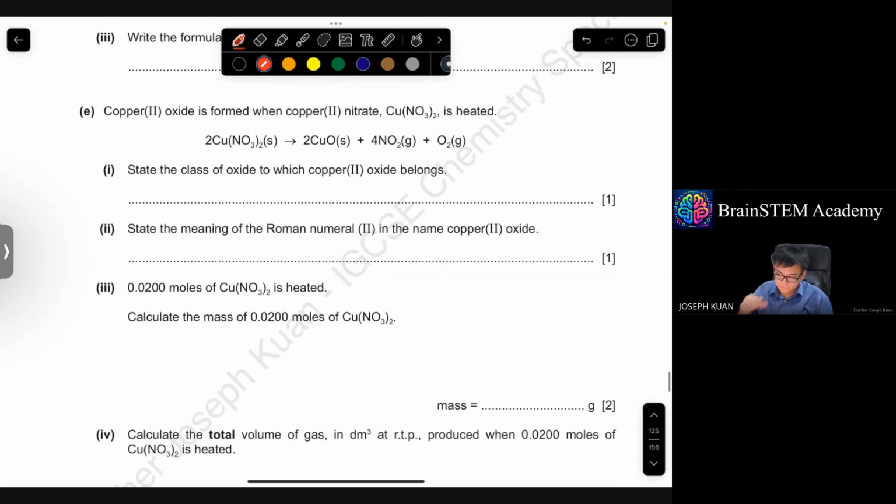Next, copper(II) oxide is formed when copper(II) nitrate is heated. State the class of oxide to which copper(II) oxide belongs. Because it's a metal oxide, we should expect it to be a basic oxide. State the meaning of the Roman numeral II in the name of copper(II) oxide. That will be the oxidation number, also known as the oxidation state, is 2 for copper.